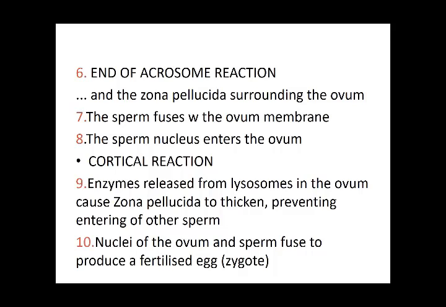and so that change in the zona pellucida by this cortical reaction is what we call the zona reaction, basically, which is the change in the structure of the zona pellucida. Nuclei of the ovum and sperm then fuse to produce a fertilized egg, that is the zygote. So these are the steps of how the process of fertilization occurs.